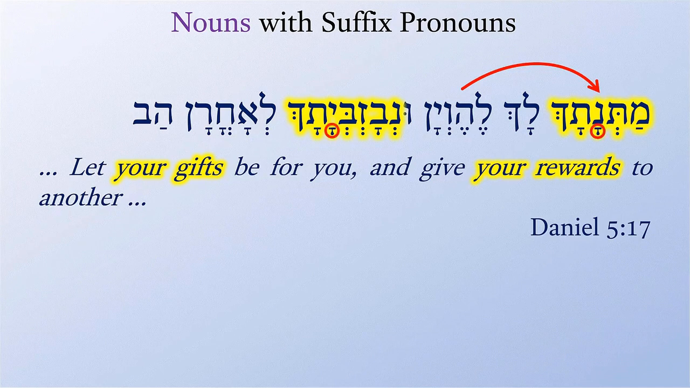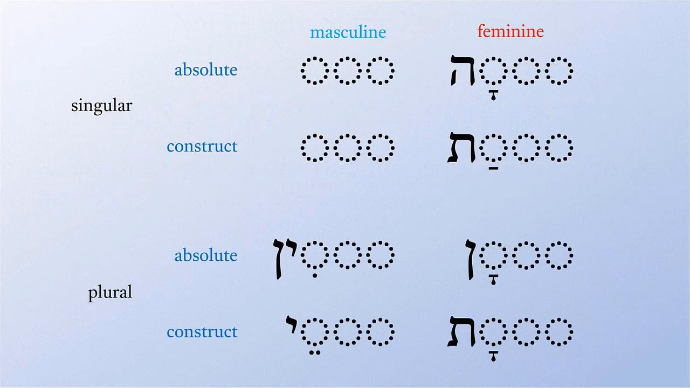Should this indeed be plural, your rewards? Well, let's look at these vowels, qamets right there. What significance do they have? Let's go back to some principles. If you remember when we talked about the various states of nouns, there's an absolute state, of course, and then the construct state, which can affect both consonants and vowels.